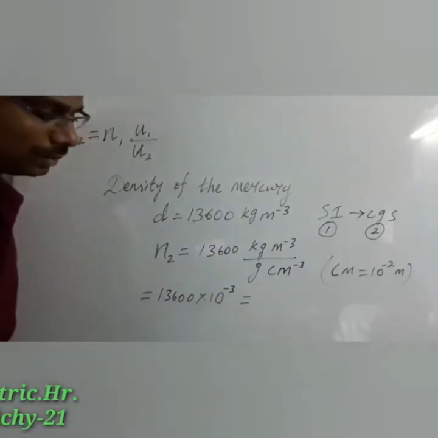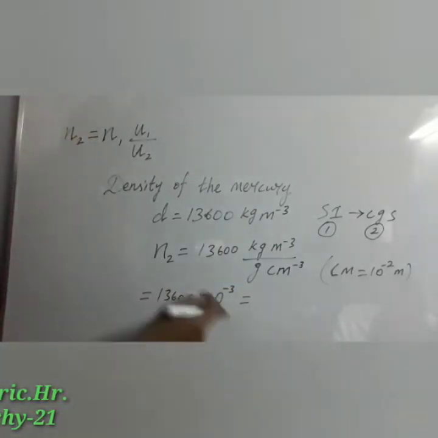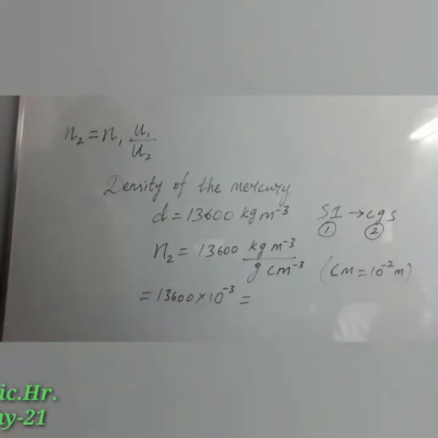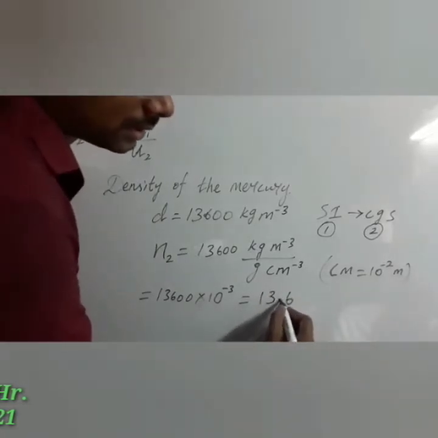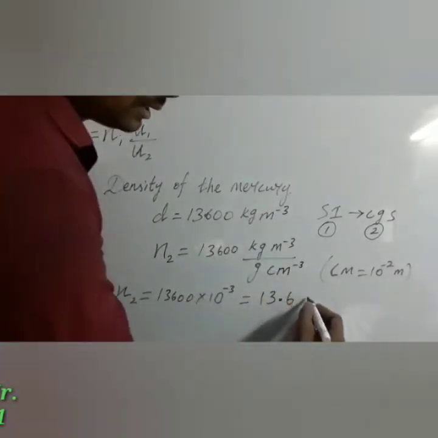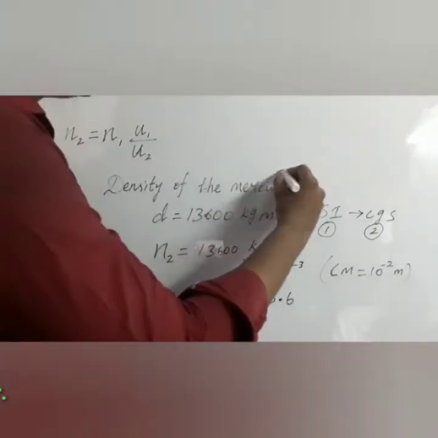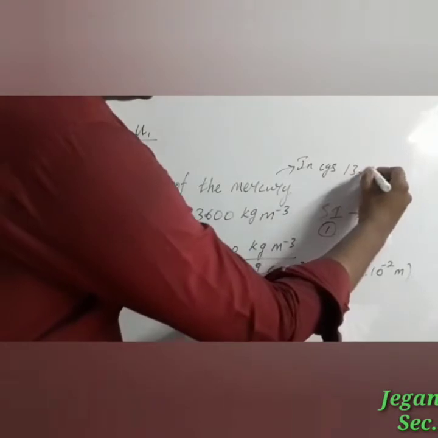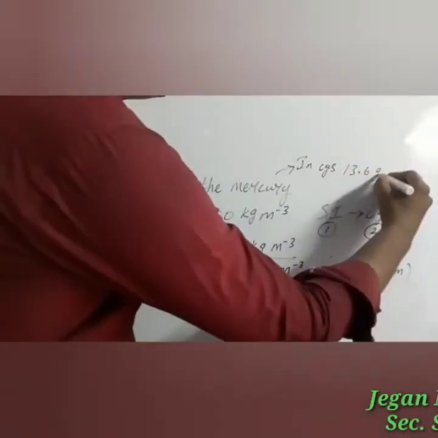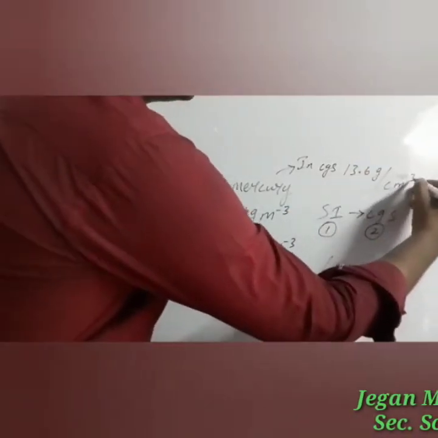That will be equal to, so how many decimals do you have to move? The value will be reduced. So how many decimals do you have to move? You have to move 3 decimals. So that will be equal to 13.6. What will be the unit? Density of the mercury in CGS system: 13.6 gram per centimeter cube.